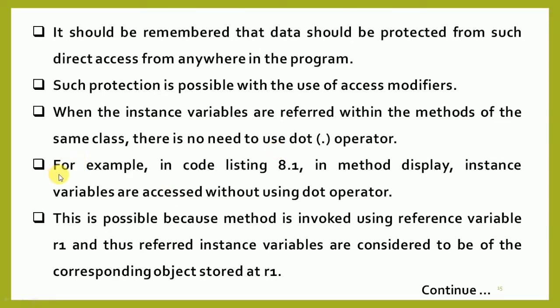In chapter number 8, practical 1 is given. In 8.1, in the method display, instance variables are accessed without using the dot operator. This is possible because the method is invoked using the reference variable. That reference variable is R1, and thus the instance variables are considered to be those of the corresponding object stored at R1.